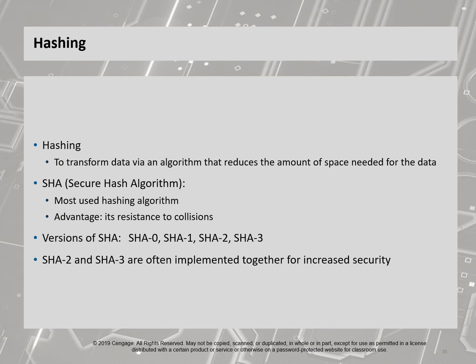Hashing. Hashing is the process of taking a particular input and producing an output that is a fixed size every time, based on what version of hashing you're using. So it transforms data via an algorithm that reduces the amount of space that we need for that data in question. SHA, or secure hash algorithm, is the most common one that we use. It's very resistant to collisions, which is where we have two files that are different that produce the same hash. Different versions that we might see would be SHA 0, 1, 2, or 3. 2 and 3 are actually often implemented together for increased security. Remember, we talked about the whole layering concept, defense in depth.